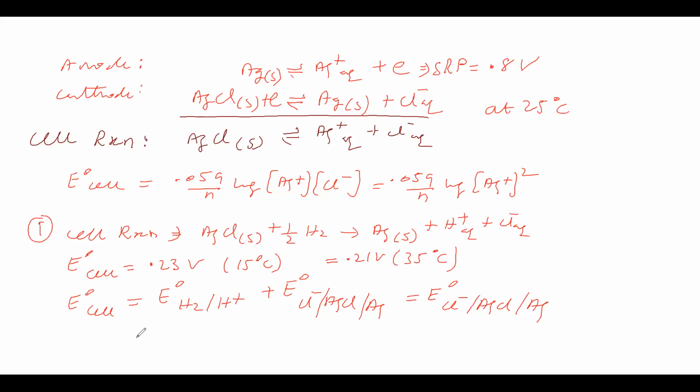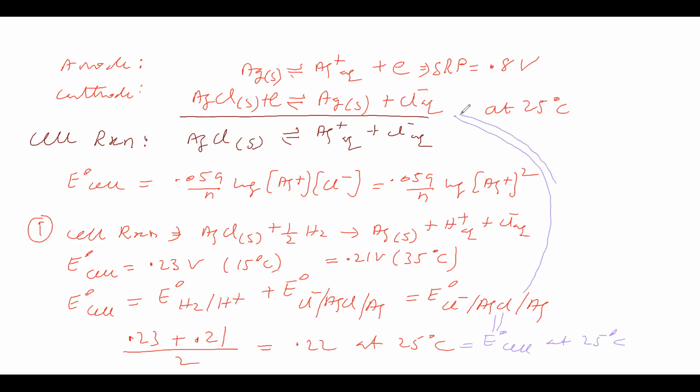That's all. So E naught at 15 degrees Celsius plus E naught at 35 degrees Celsius, average is E naught at 25 degrees Celsius. So now you see that we got a relation. E naught cell is equal to E naught cell at 25 degrees Celsius. It is nothing but this value.